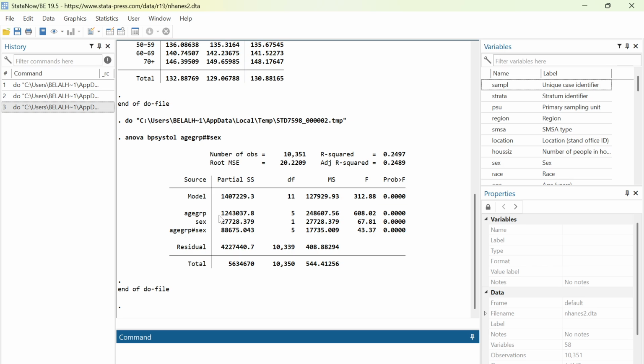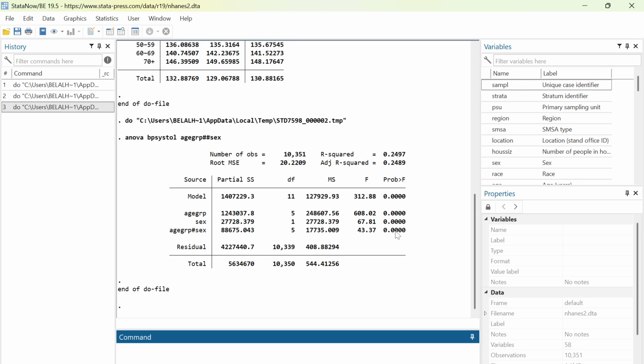So we have two different effects. One is main effect. Main effects are separate for age group and sex, and interaction effects are when we interact age group with sex. So what we see is that for all three, if you look at the p-values and F statistics, these are the F statistics, and these are the p-values for the F statistics. And we see that for all three effects, they are less than 0.001, which is statistically significant.